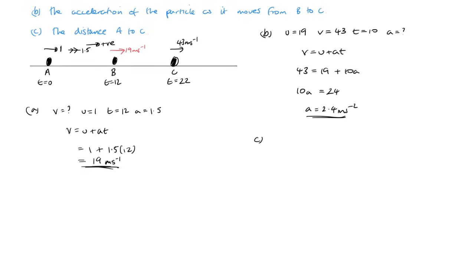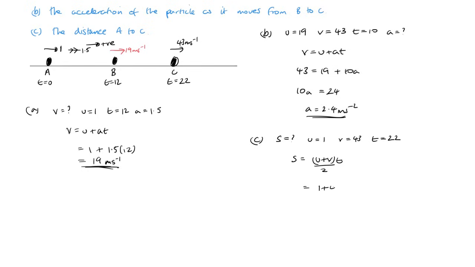Now, finally, part C, the distance from A to C. So we want to find S. We know U is 1, V is 43. Now we don't know A because we've got two lots of A's. So in this case we'll use T is 22, and S equals U plus V over 2 times T.